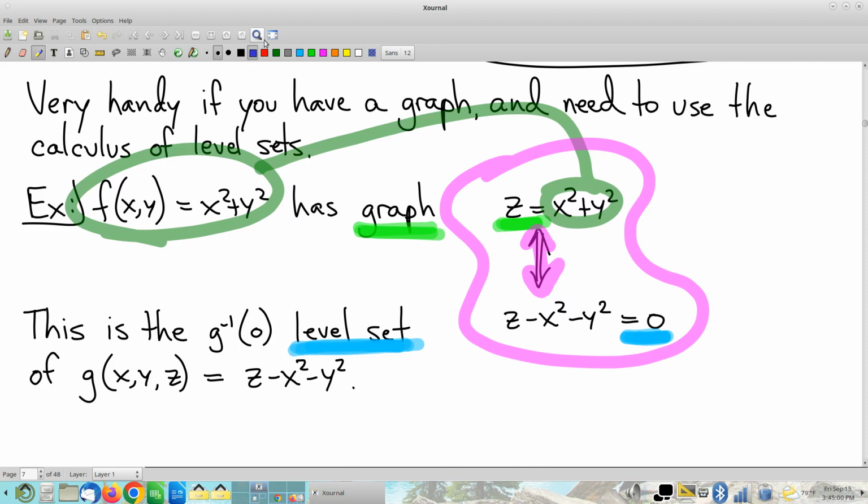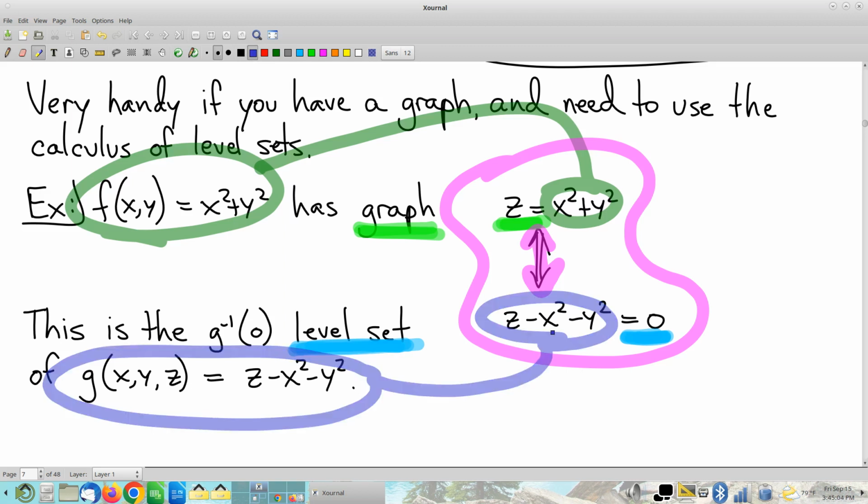And so if I know the calculus of level sets, I can apply the calculus of level sets to this function. That will tell me completely different information than the calculus of graphs applied to that function. And also very useful. Now again, exactly what is the calculus of level sets and exactly what is the calculus of graphs, we're going to be developing that over the next couple of weeks.